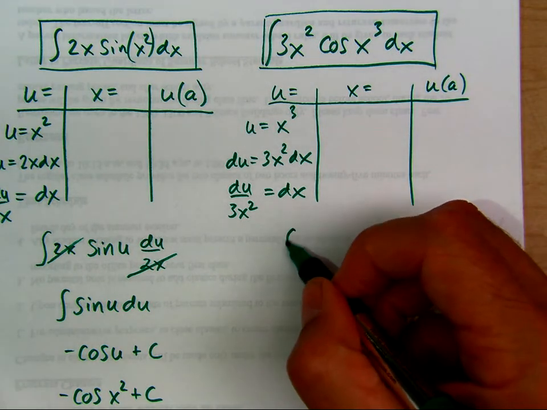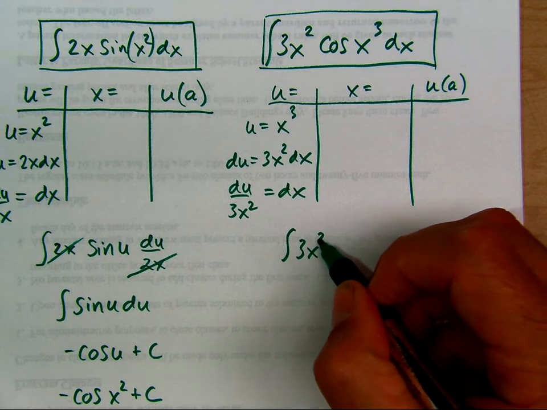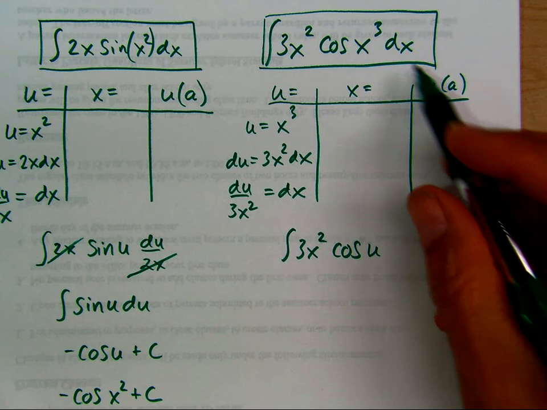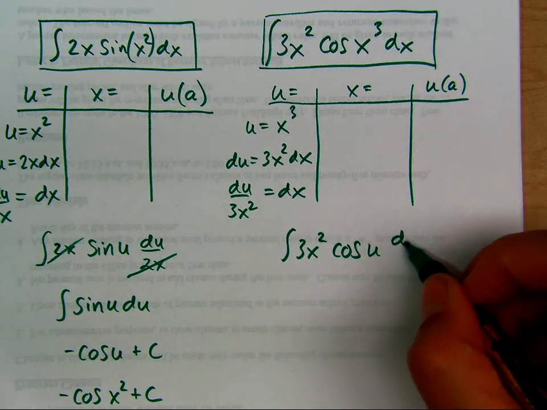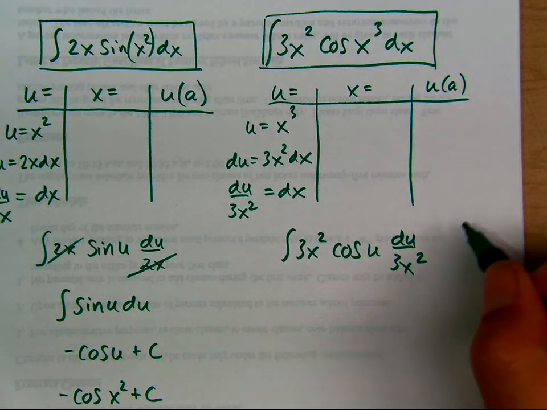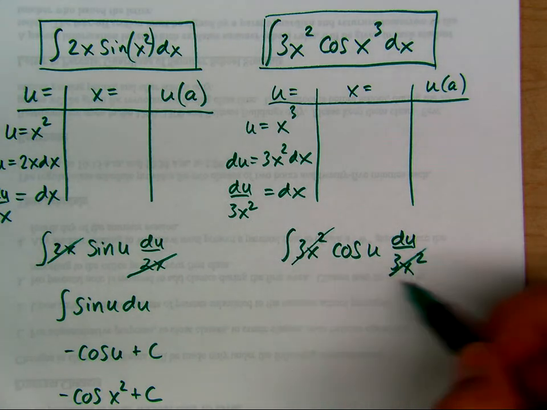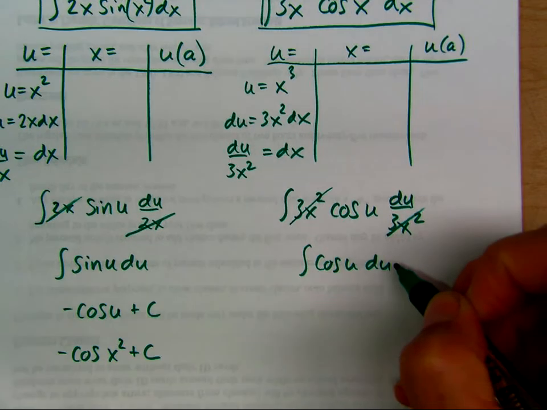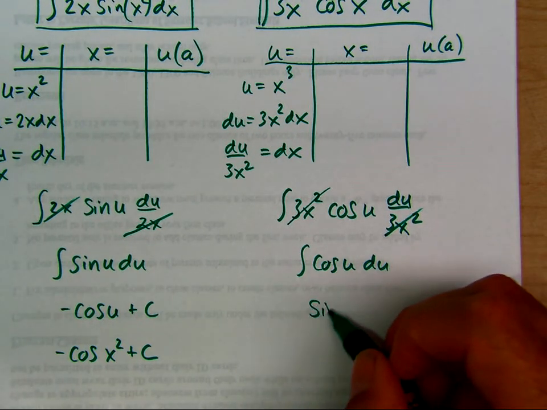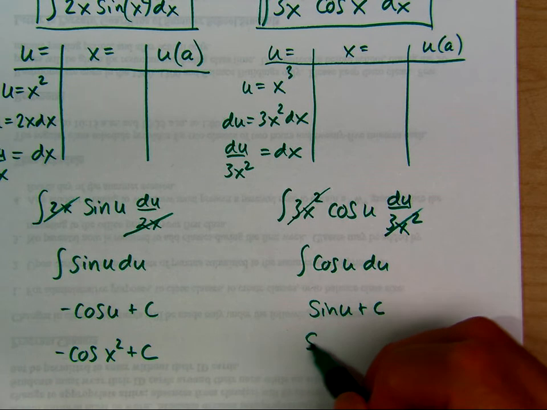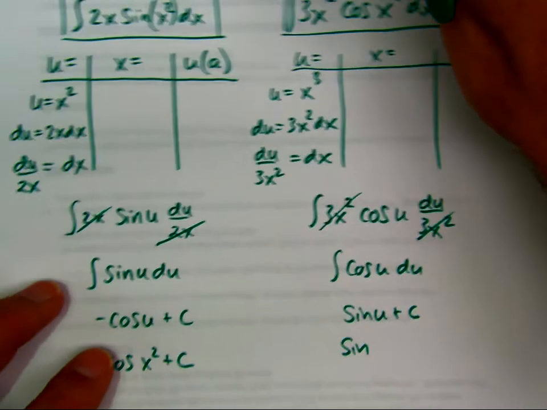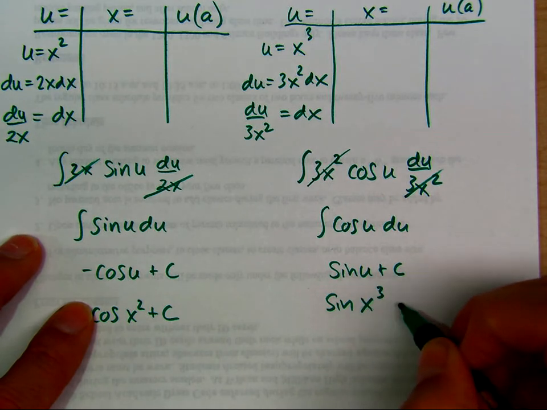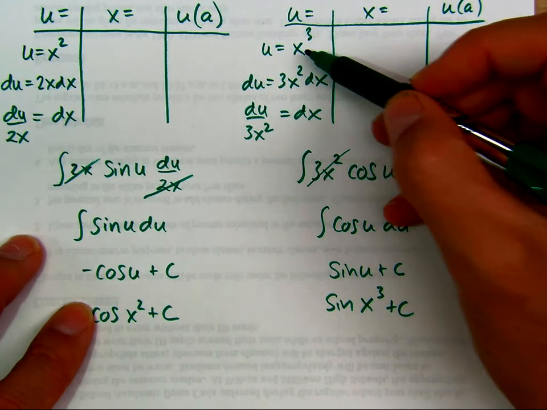All right. X cubed is u. Dx is du over 3x squared. And then these divide to equal 1. So we have the integral of cosine of u du. And that's going to be sine u plus c, sine of x cubed plus c because u equals x cubed.